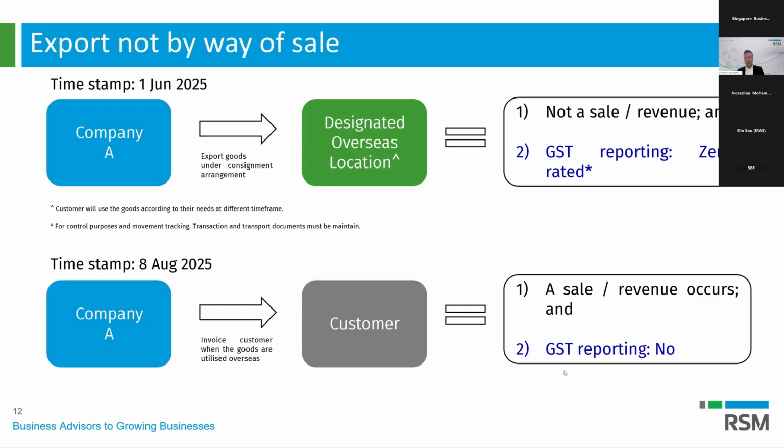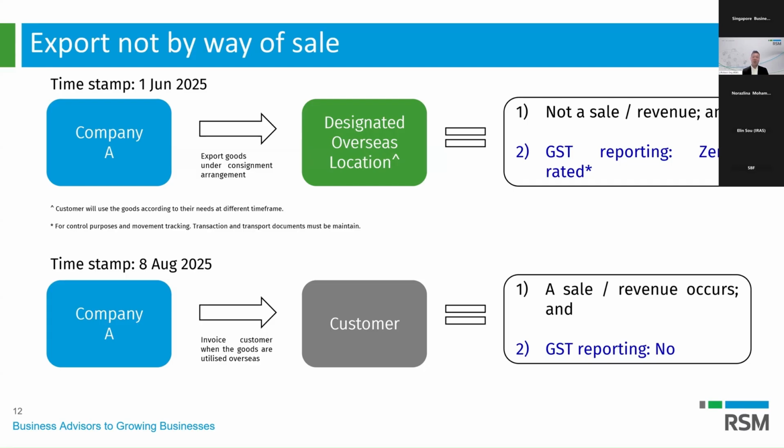But at this juncture, there is no GST reporting required because if you remember what I shared earlier, the 6 key points of supply of goods, the first one will be shipped from and shipped to. At this juncture, the goods are already overseas, because it was shipped to an overseas location on 1st June 2025. And on 8 August 2025, 2 months later, the goods are already in the overseas location.